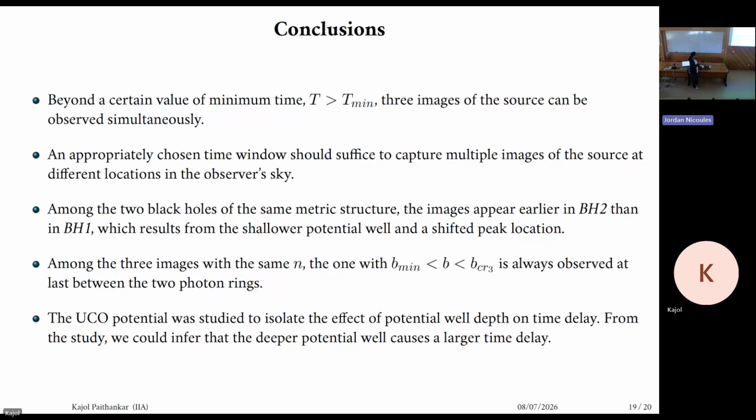But here, it's the other way around: the images appear closer to the black hole first and then outside somewhere. So it could be because of the potential well, but exactly why it happens is what we are not clear about. And then here with compact objects, we try to isolate the effect of potential depth and keep everything else the same. And it still turns out that in case of a shallow potential well, the images appear early. So these are conclusions from this paper, and this is still on our side.